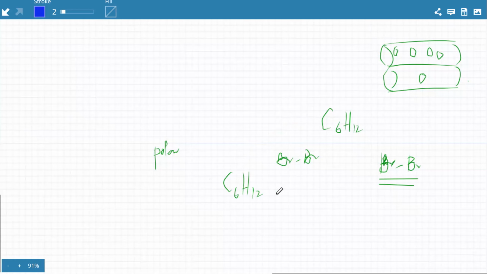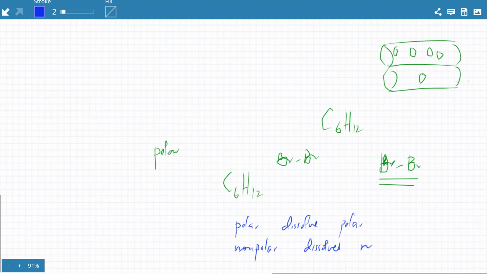Okay, the point is polar would dissolve polar and non-polar would dissolve non-polar. But that thing would not happen where one molecule is polar and the other one is non-polar. They are not going to mix. They're never going to mix, right? So why isn't the C6H12 and C6H12 not mixing?